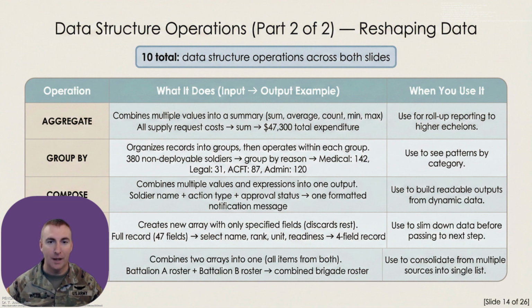Compose builds readable outputs from dynamic data. Select strips a 47-field record down to the 4 fields you actually need. Union combines 2 rosters into one. 10 data structure operations. Your running total is now 34. But none of these operations move without the logic that drives them.